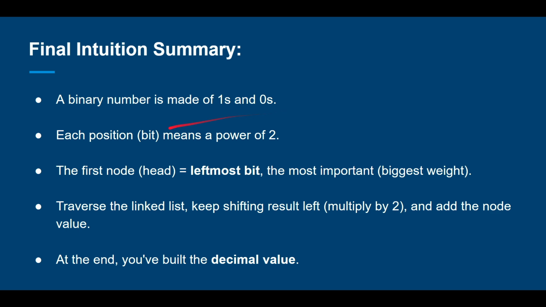So the final intuition is that a binary number system is made of 1 or 0, and each bit has a power of 2. The first node is the head, the leftmost bit, the most important, biggest weight. We traverse the linked list, keep shifting the result, multiplying by 2, and adding the node value. At the end, you will build the decimal value.